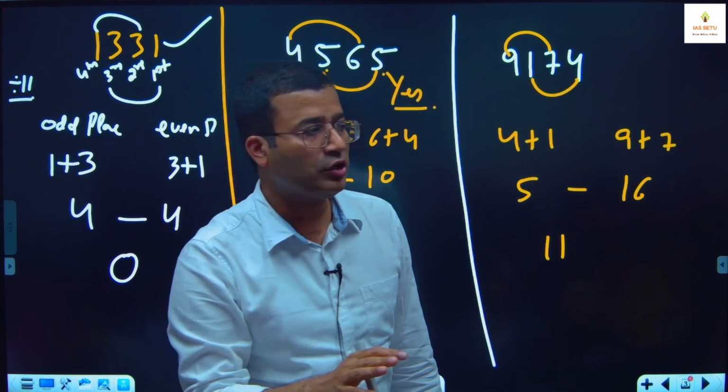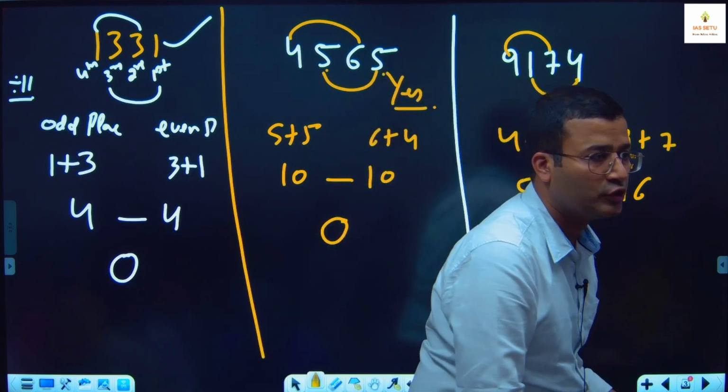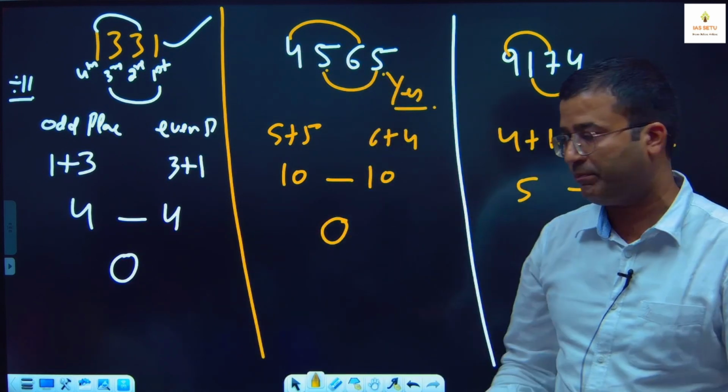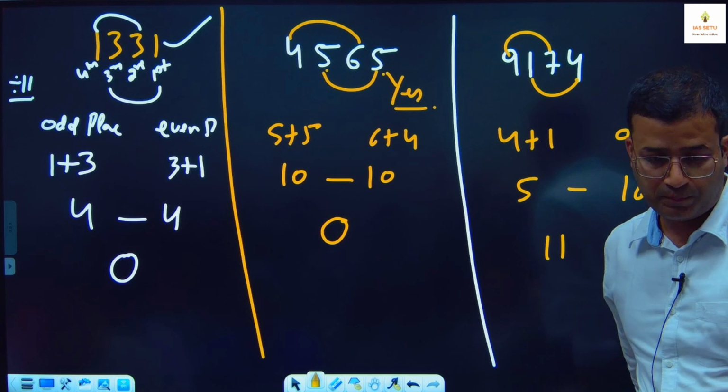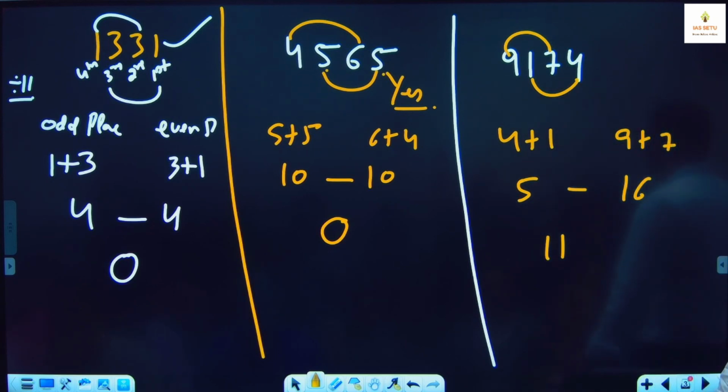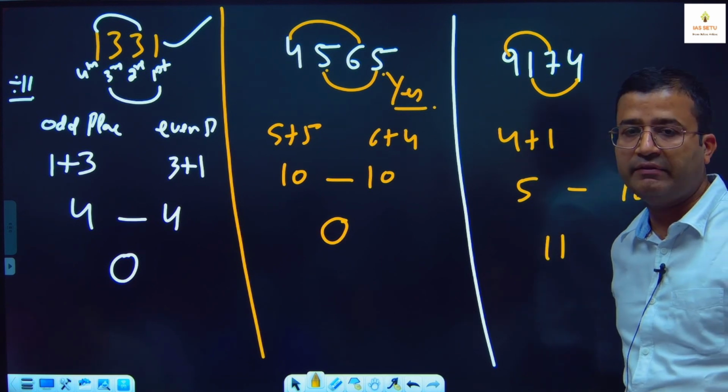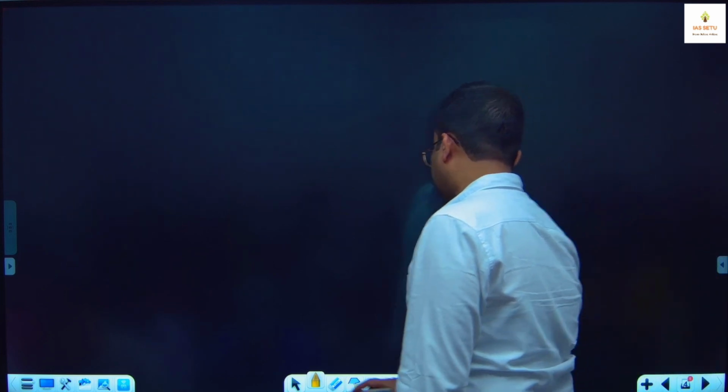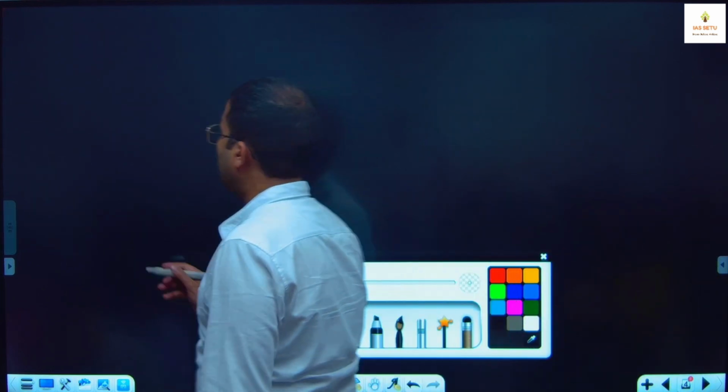Wait, if it is not clear to category 1 and category 0 students, I will take 3 more examples. I will dictate the divisibility of 11. Don't worry. Let us understand first, then I will dictate.